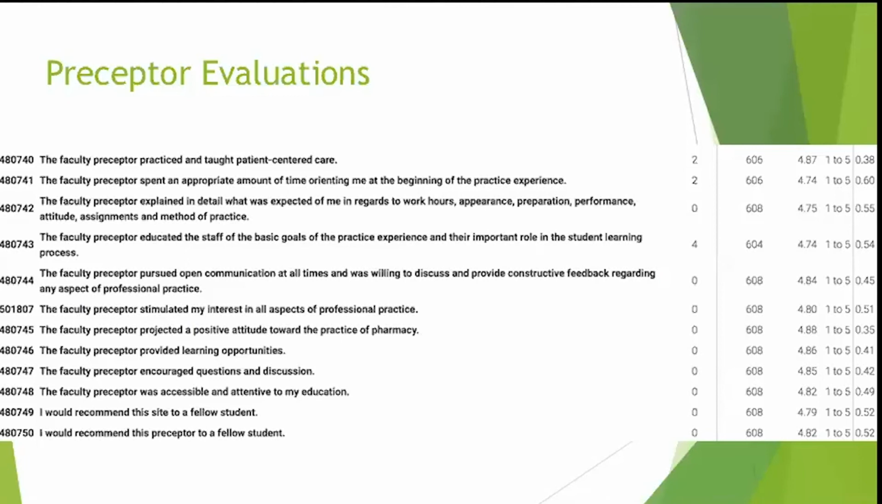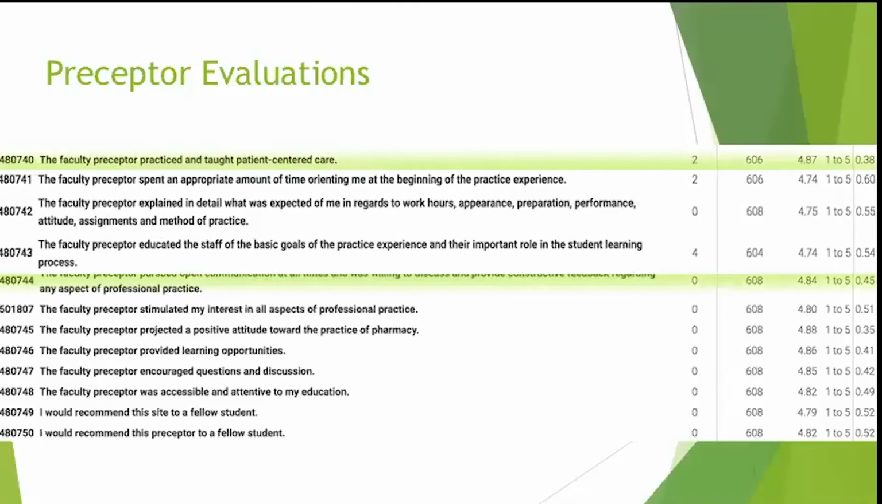But I wanted to point out there are 3 of these that score lower than the other questions. And a lot of it applies to what we're talking about today. And so the preceptor spent an appropriate amount of time orienting me at the beginning of the experience. They explained in detail what was expected of me in regards to work hours, appearance, preparation, performance, attitude, and all of those types of things.